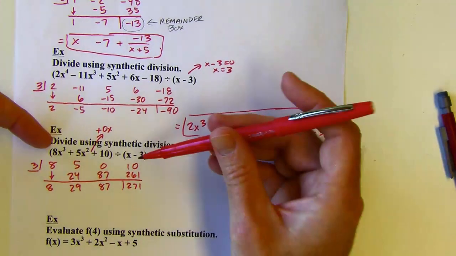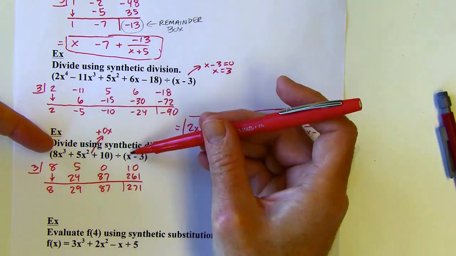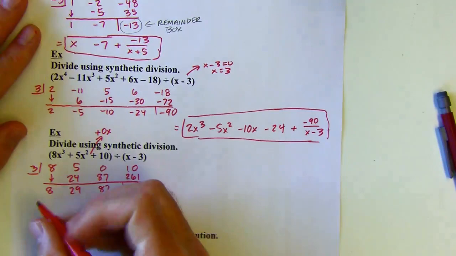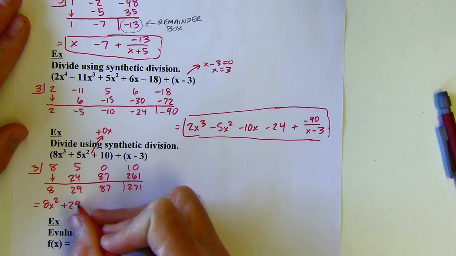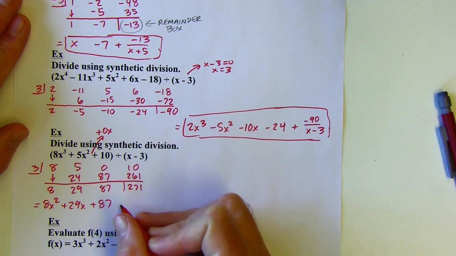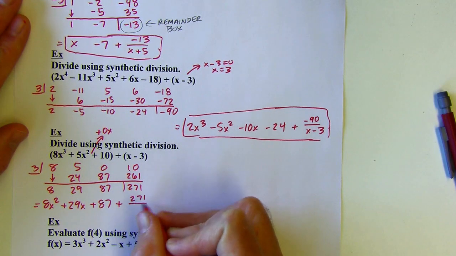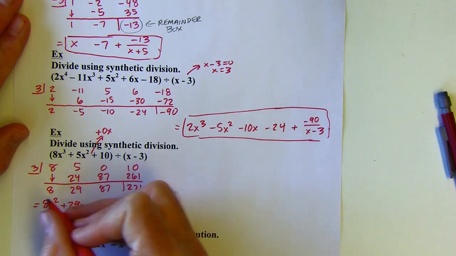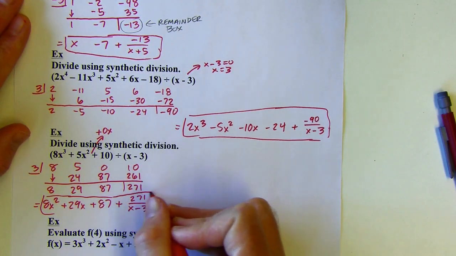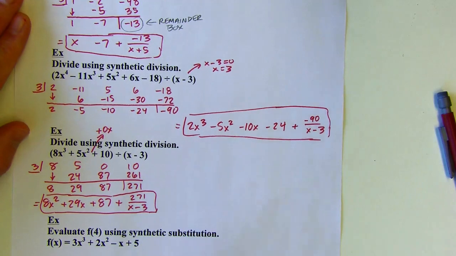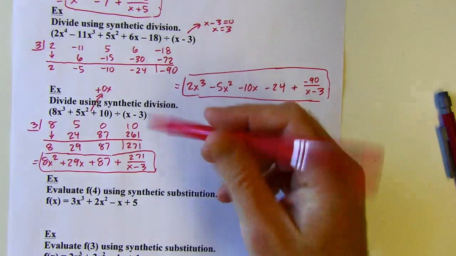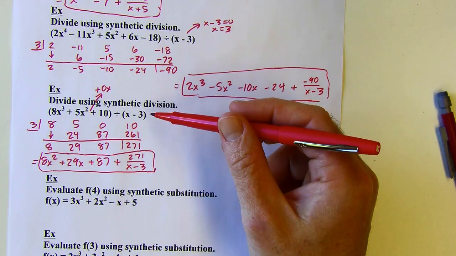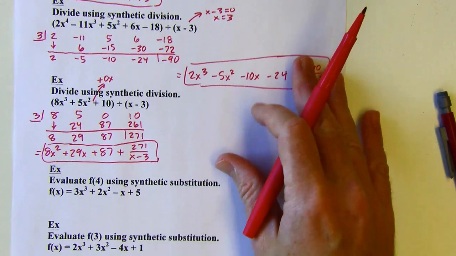So let's build it from front to back just to show you. I know 8x to the third divided by x would be 8x squared. So this should start with 8x squared. And then I'm just going to go down a degree, so 29x. This would be 87. And then I'll build my remainder. Okay. Next up, and again, if I was dividing by 2x minus 3, I couldn't use synthetic division. So just a heads up there. But all of these did qualify.